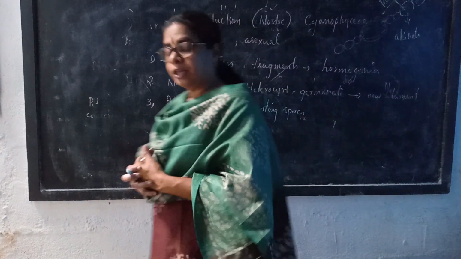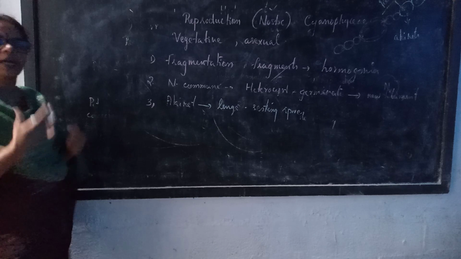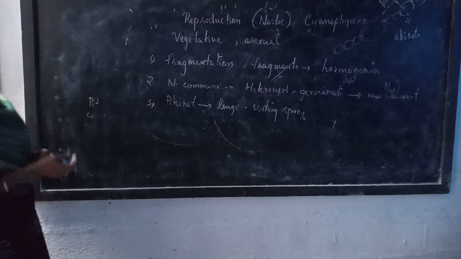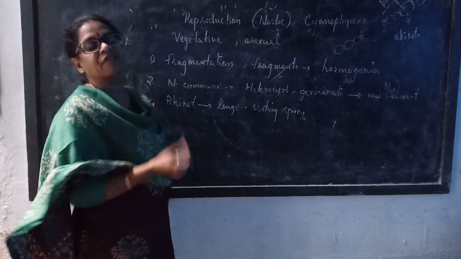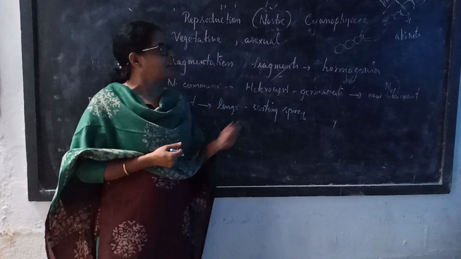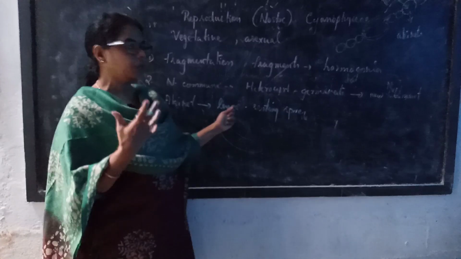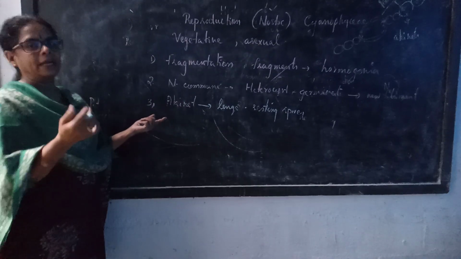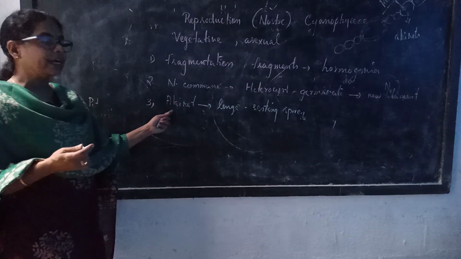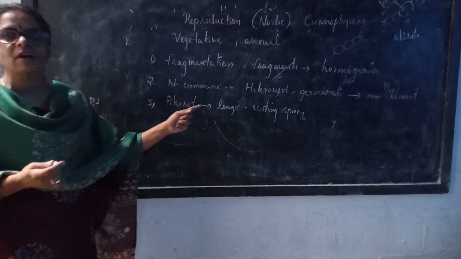It has got plenty of food material, so it can remain in the soil and overcome the unfavorable period, and with the return of favorable condition, the akinete can germinate and give rise to a new Nostoc filament and colony. So that is akinete formation, another means of reproduction.